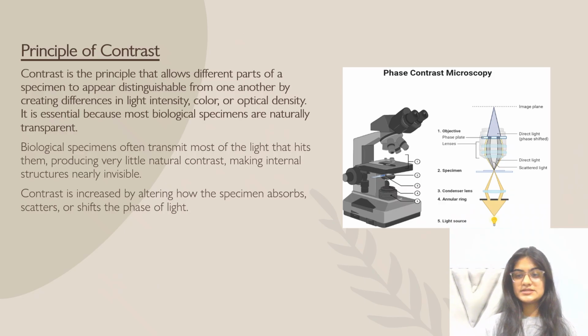Most biological specimens are nearly transparent, making them difficult to observe. Contrast creates visible differences between structures by altering how light interacts with the specimen. Staining and special optical techniques increase contrast without damaging the specimens.